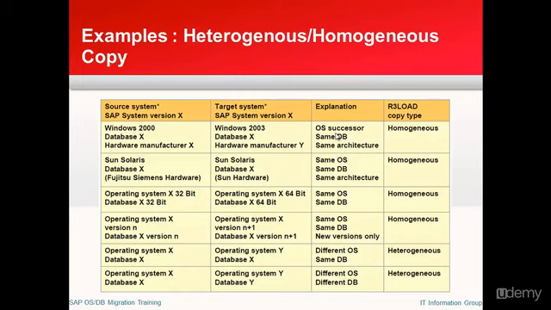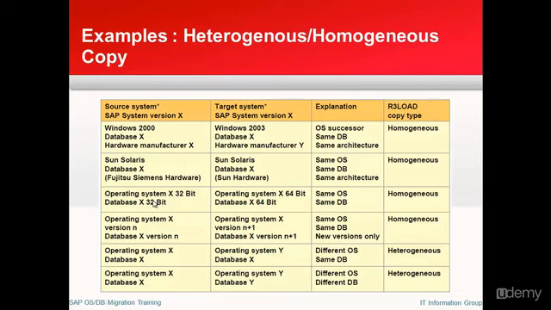Okay, next take the second example where we have Sun Solaris as the operating system, we have database X, and we have the Fujitsu Siemens hardware, and we are going to Sun Solaris itself, having the database as X, and we are just changing from Fujitsu hardware to Sun hardware. So in this case we have not changed the OS, we have not changed the database, same architecture, so we will call it homogeneous. Just take note that in this case we have just changed the hardware.